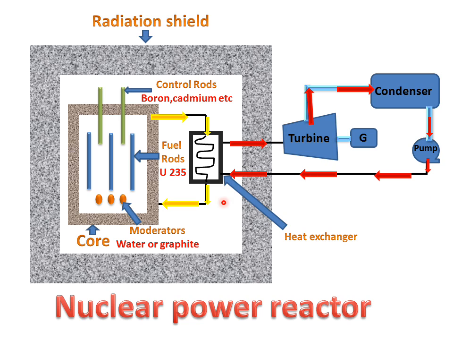So there are two processes. This working fluid will exchange the heat to the water which will convert it into steam, and the further work will take place in this cycle. So this is the working of the nuclear power reactor.